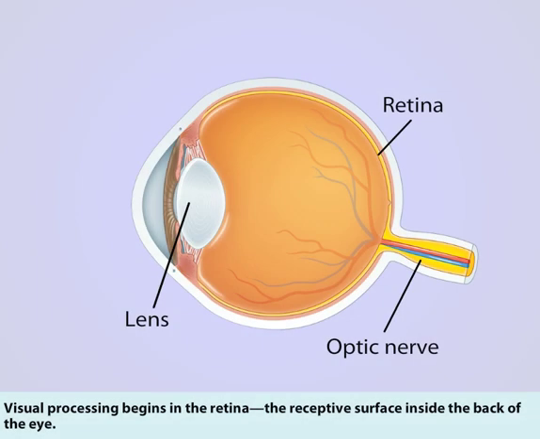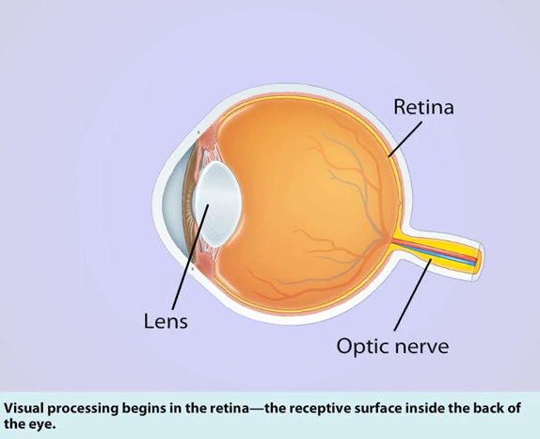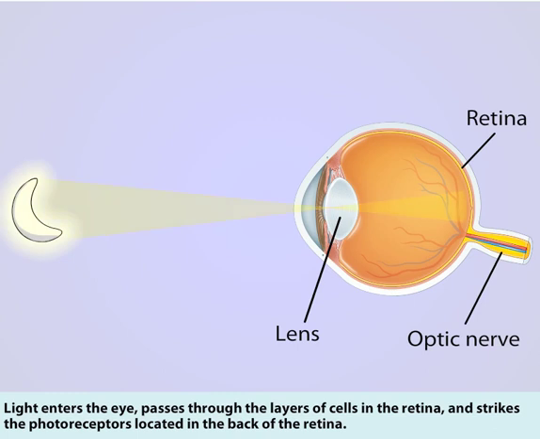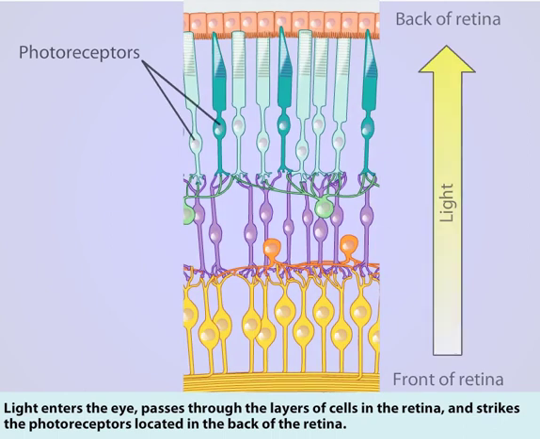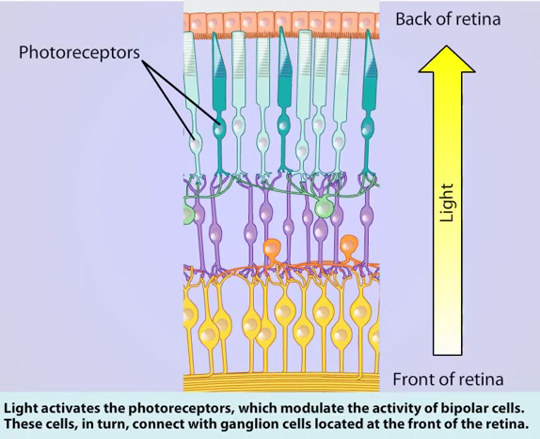Visual processing begins in the retina, the receptive surface inside the back of the eye. Light enters the eye, passes through the layers of cells in the retina, and strikes the photoreceptors located in the back of the retina. Light activates the photoreceptors, which modulate the activity of bipolar cells. These cells, in turn, connect with ganglion cells located at the front of the retina.